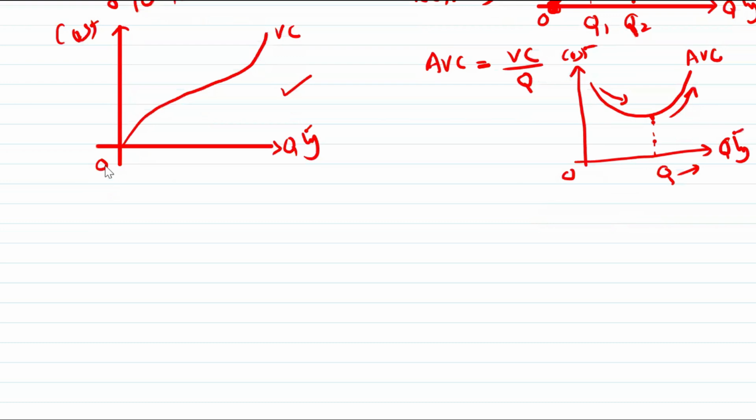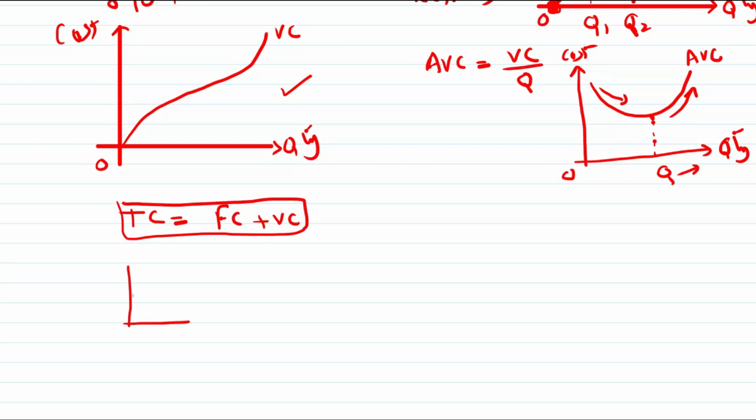Okay, so then we have total cost. Total cost, as the name suggests, is the sum of fixed and variable cost. So total cost is equal to fixed cost plus variable cost, right? So again, if we draw the fixed cost curve, it looks like this. So this is a horizontal straight line. If we draw variable cost, then it is positively sloped like this.